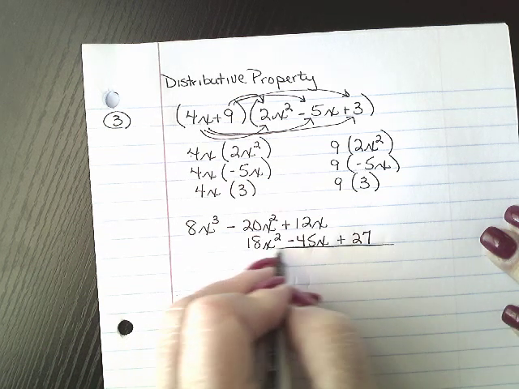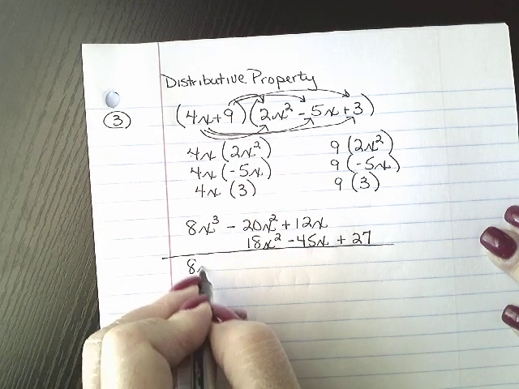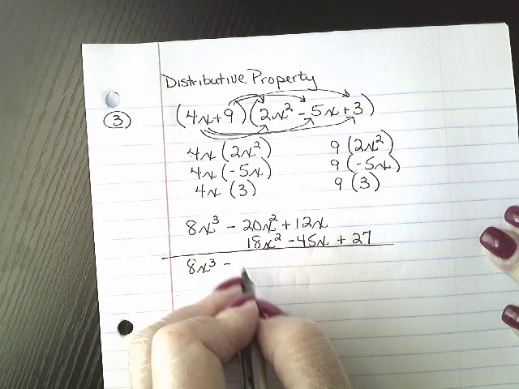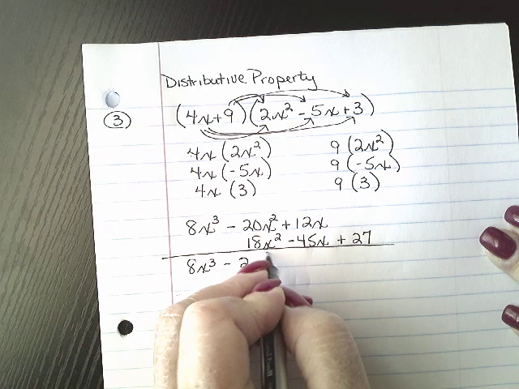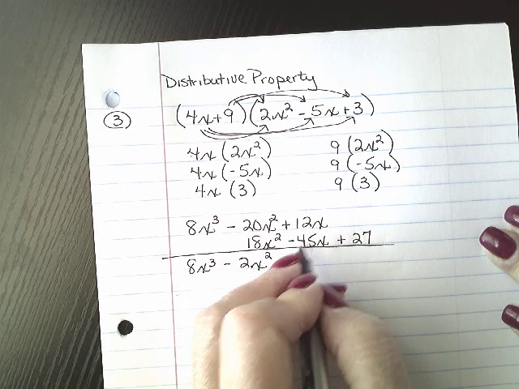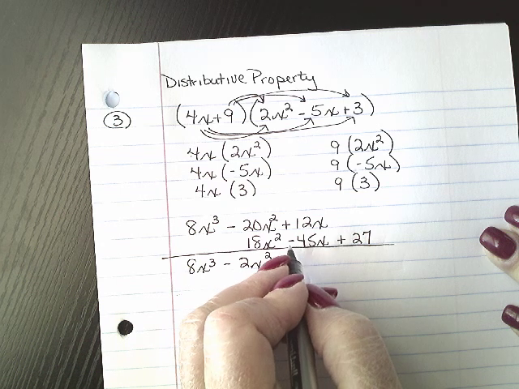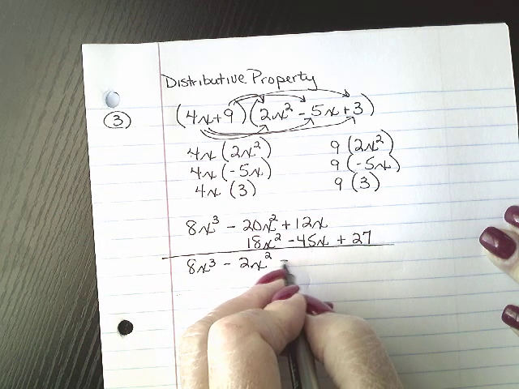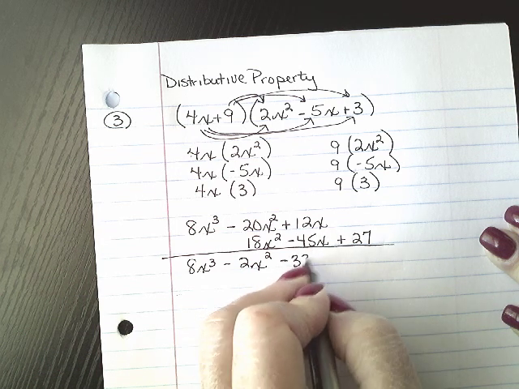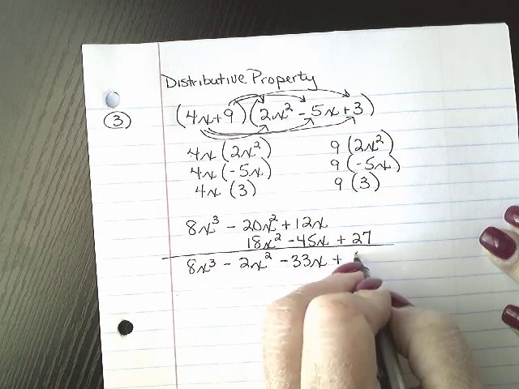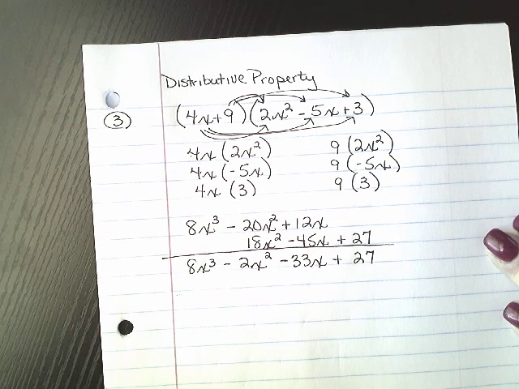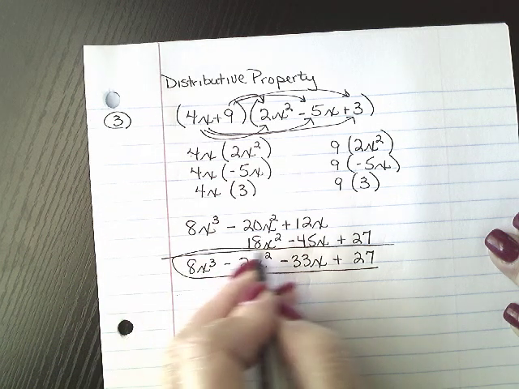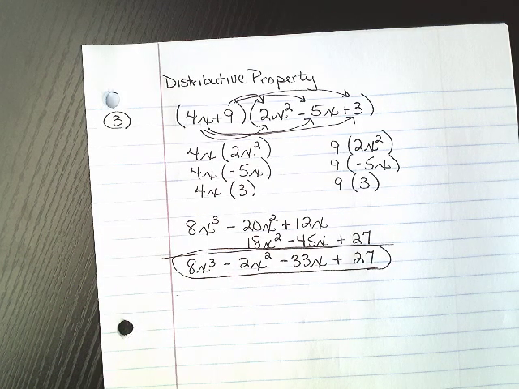And then I'm going to combine those terms. So I have 8x cubed. Negative 20x squared plus 18x squared would give me negative 2x squared. Plus positive 12x plus a negative 45x. That is going to give me a negative 33x plus 27. All right? And that would be your final answer.